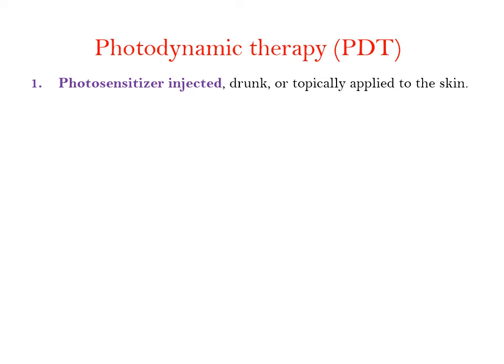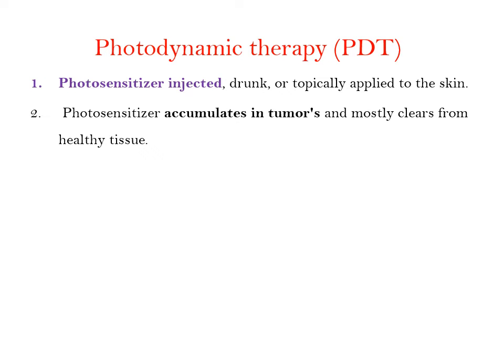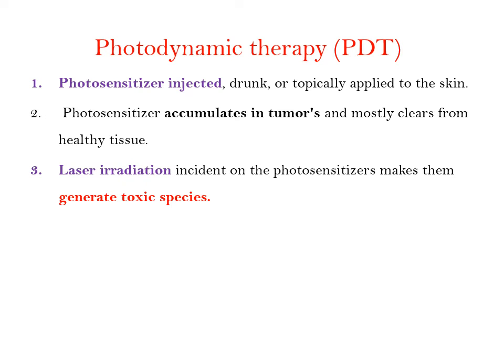So the first step for photodynamic therapy is injecting the photosensitizer, or a drug. It can be taken orally or topically applied to the skin if you are interested in treating a skin disease. Second, the photosensitizer will accumulate in tumors and be mostly cleared from the healthy tissue. Then the laser will be applied.